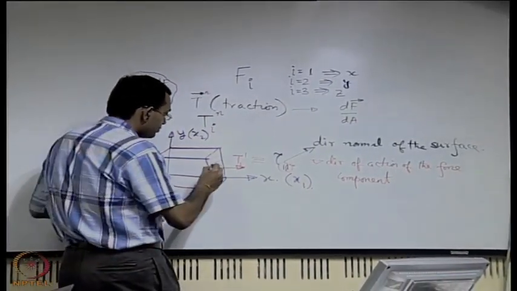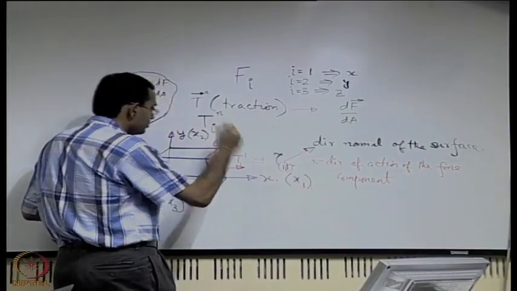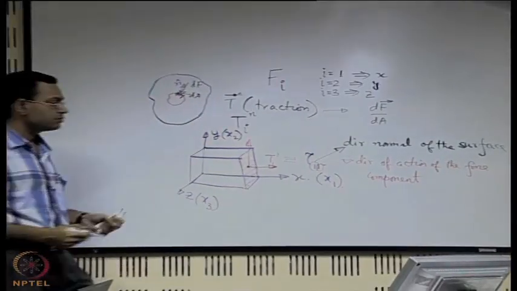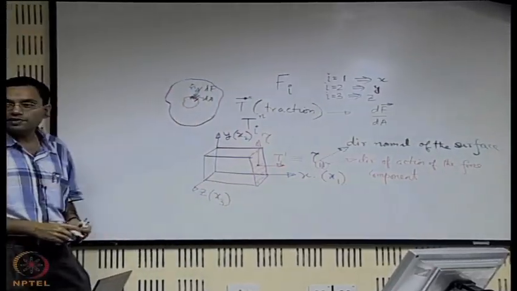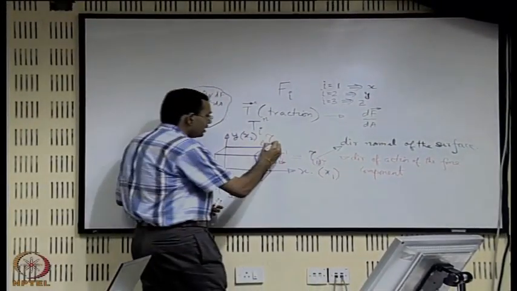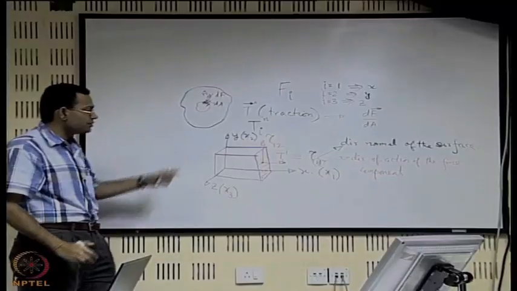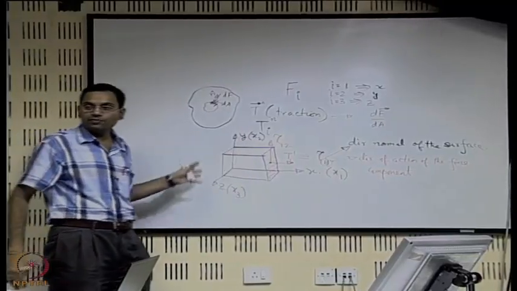So, this one. So, tau, what should be the subscripts? First one is 1 and second one is 2, right. So, this is very simple and you can do it for all the surfaces.